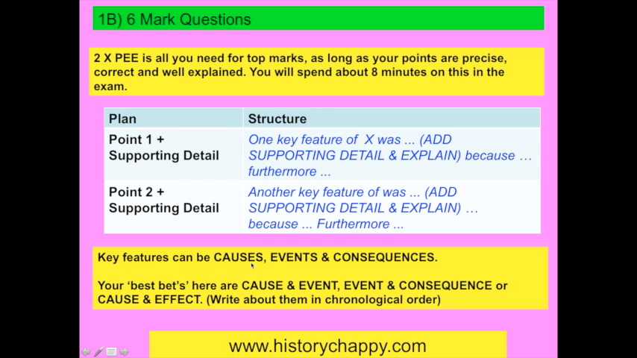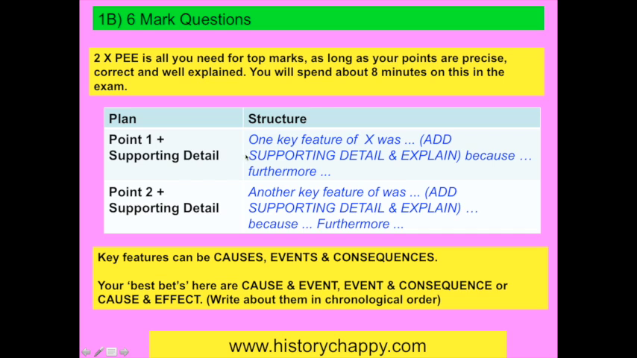Now, key features can be causes, events, and or consequences. Now, your best bets here are to write about your 2 key features in chronological order. So I always do a cause and an event, and or an event and a consequence, and or a cause and an effect.